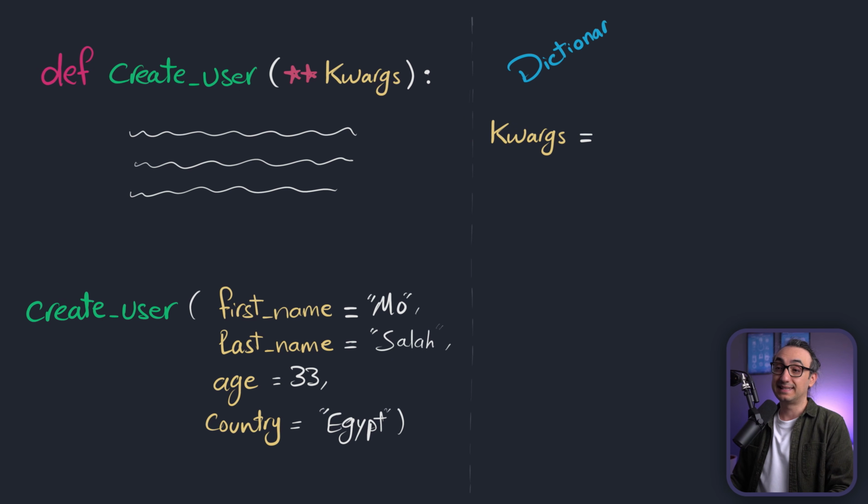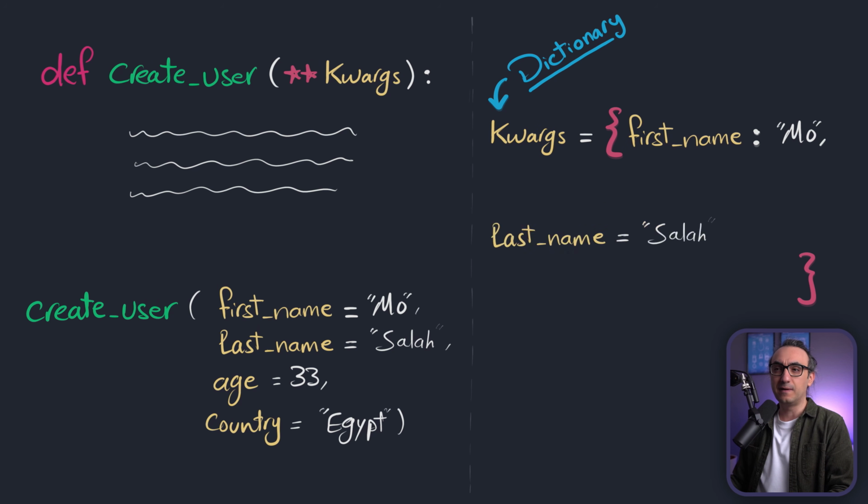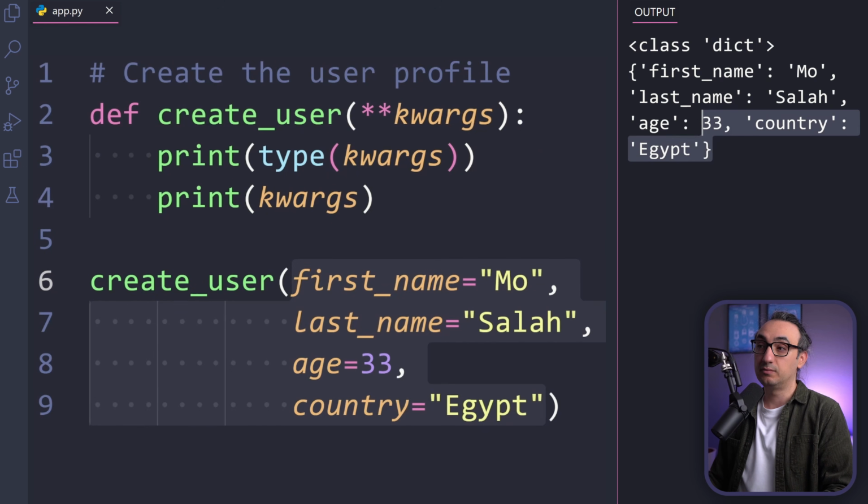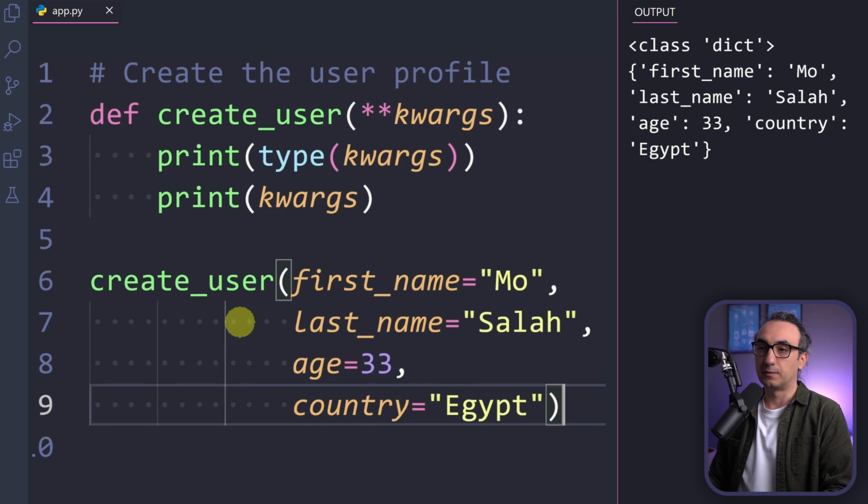And this of course makes sense because we are using keyword arguments, and these are key value pairs, right? And it is the only data type that can hold this information. And now as we are printing, as you can see, we are getting the whole dictionary. So now this is one user.